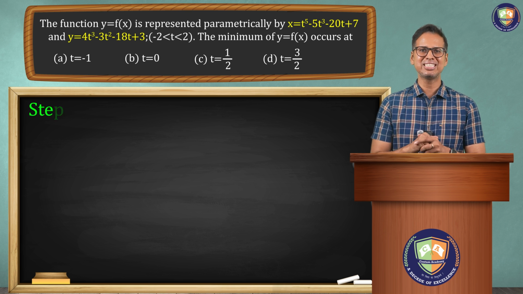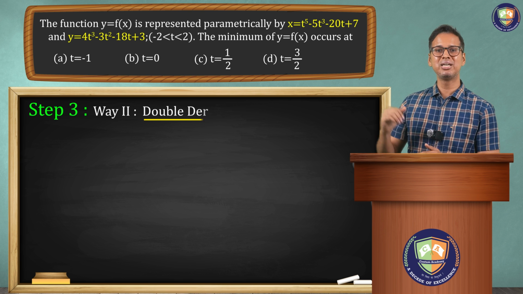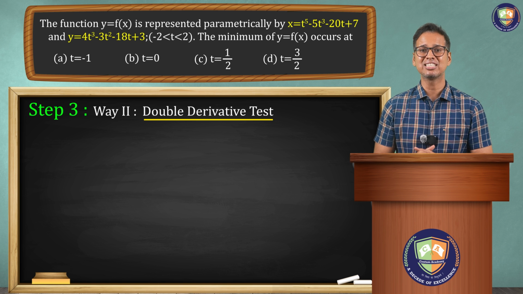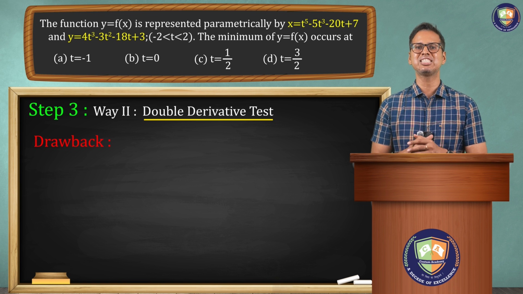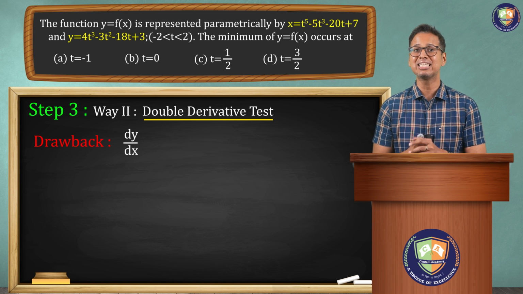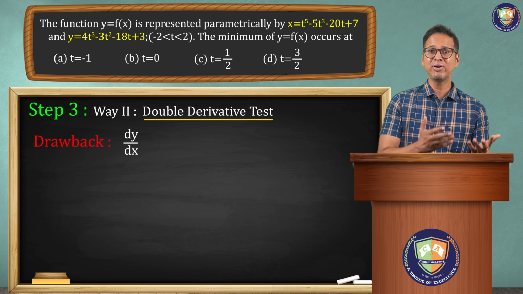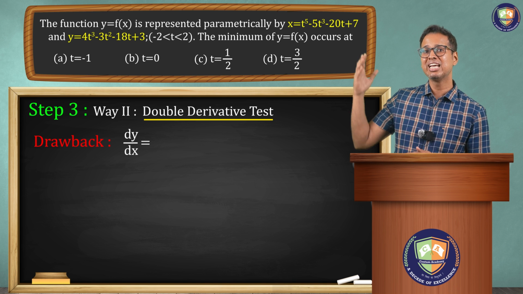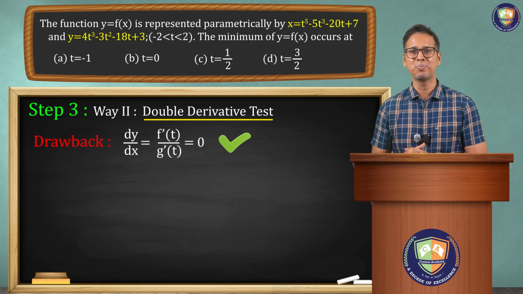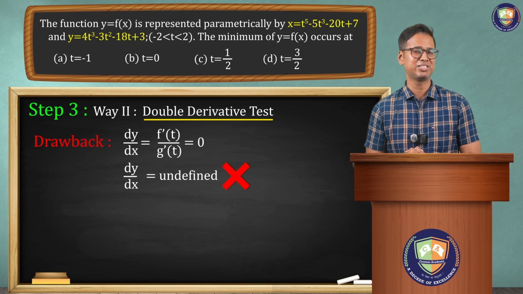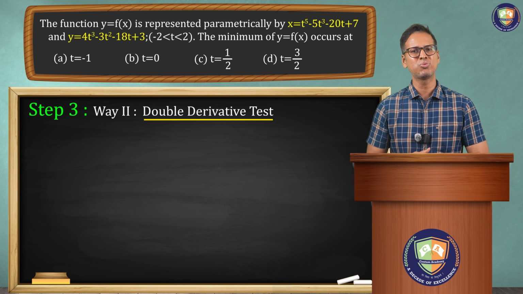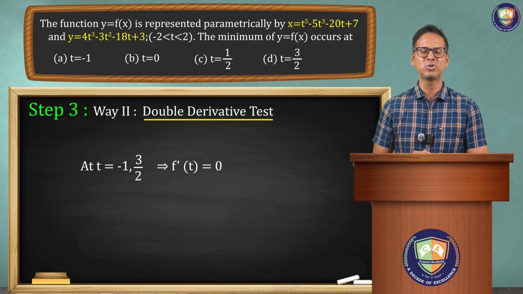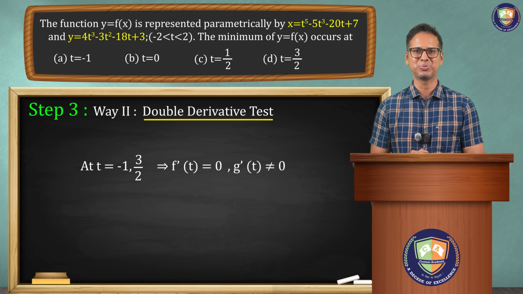Now, let me tell you the second way, which is using the double derivative test. But before I start this test, let me tell you that this test has a drawback. It only works for such cases where d2y by dx square exists. That means where dy by dx is defined. So I can only use it for critical points where the numerator f dash t is 0, but denominator g dash t should not be 0. Thankfully, in our case, t equal to -1 and 3 by 2 both make f dash t only 0, but they do not make g dash t 0.